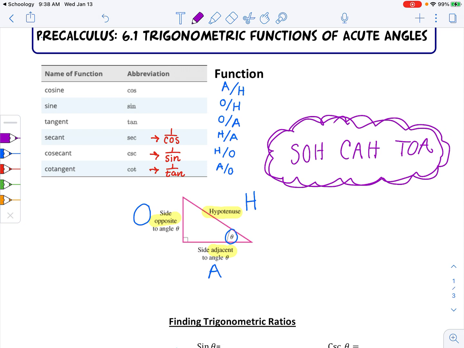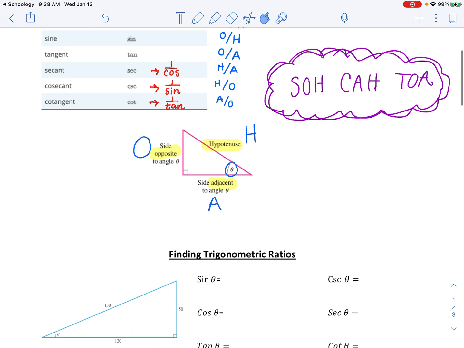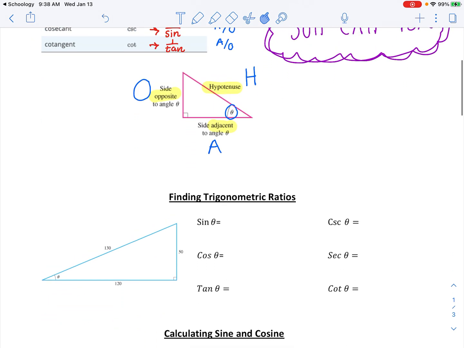So looking at a couple examples, finding the trig ratios. Here's an example picture. Notice this is my angle of focus right here. So everything is based off of that theta. And you can tell because I write sine theta, cosine theta, tangent theta. I am a huge advocate of labeling opposite, adjacent, hypotenuse. So the opposite side is here. Adjacent is the side touching. And as always, across from the 90 is the hypotenuse.